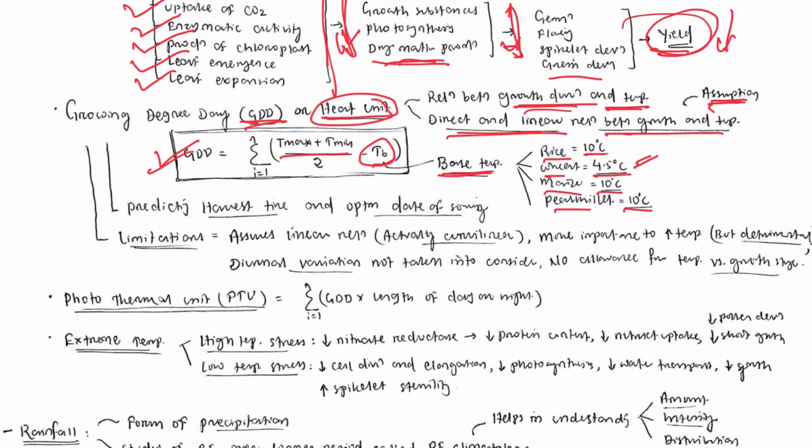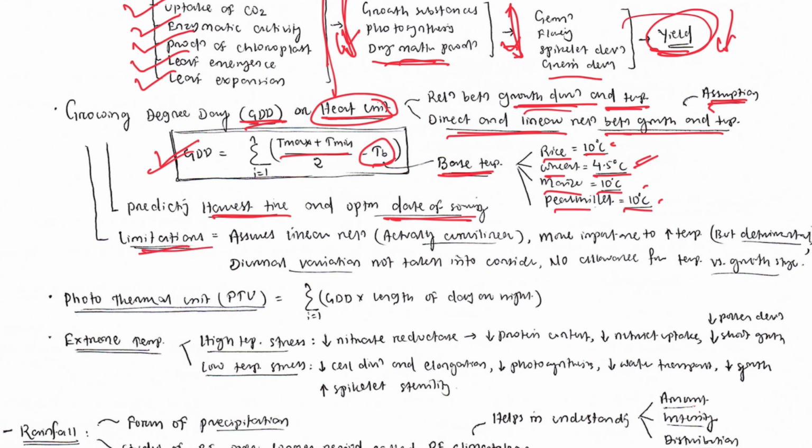So you can see the temperate crop and rabi season crop it is around 4.5 to 5 degrees Celsius, and for tropical crops it is around 10 degrees Celsius. So it predicts the harvest time and optimum date of sowing. Optimum date of sowing and harvest time, it is important.